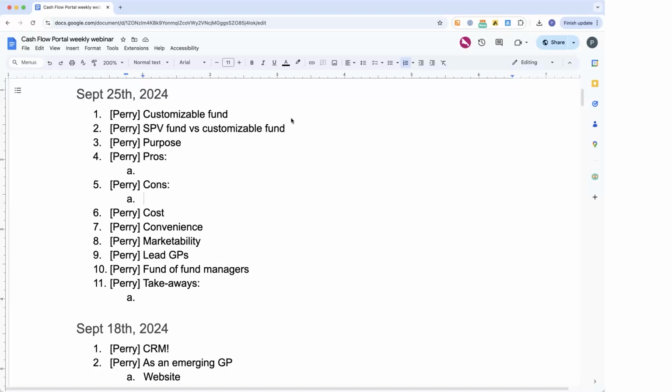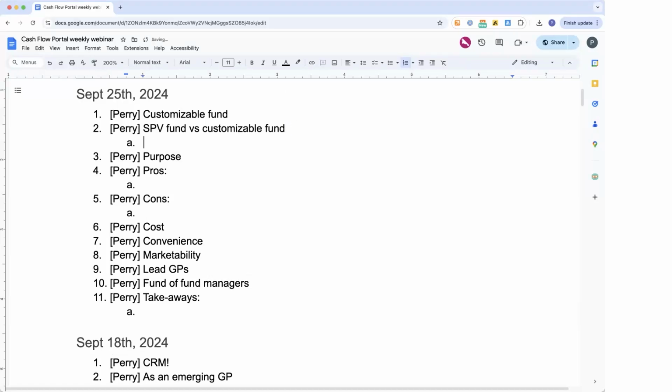My general advice is start with a syndication, then move into funds. And when you go into funds, SPV funds is what you should do first within the fund. And then at the end, you can do customizable funds. But sometimes you never end up doing customizable funds, which I will explain why toward the end. So today's whole topic is about customizable funds.